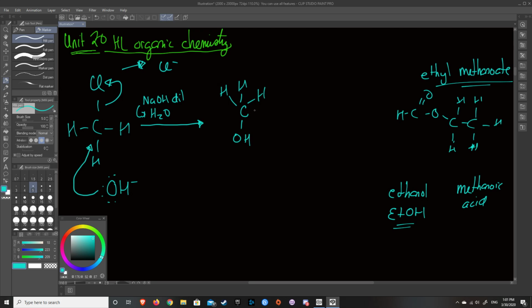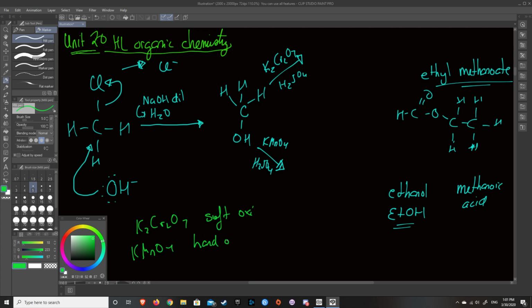And now we've got two options, right? We can oxidize in two different ways. We said we can oxidize either with K2Cr2O7 in an acidic medium, so this is Unit 10, or we can do it with potassium permanganate in acid, with concentrated sulfuric acid. But we had said, let me just remind you guys down here, K2Cr2O7 is a soft oxidizing agent, and KMnO4 is a hard oxidizing agent.